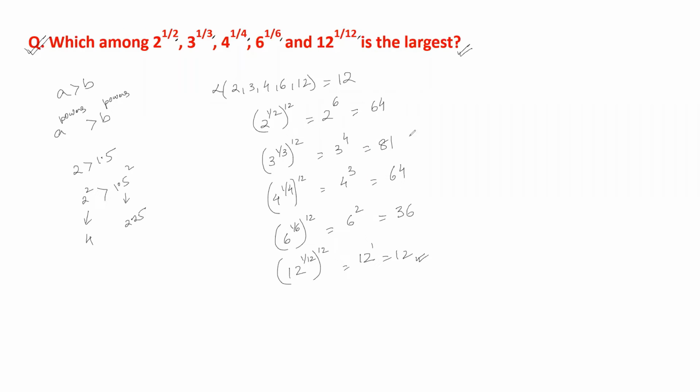From here, we can see that 81 is larger than all these numbers 64, 36, and 12. So the largest among all these surds would be 3 raised to power 1 by 3. So that's our answer. So in such kind of problems where we need to find which one of these surds is the largest, we can simply take the higher power of surds to find the largest.